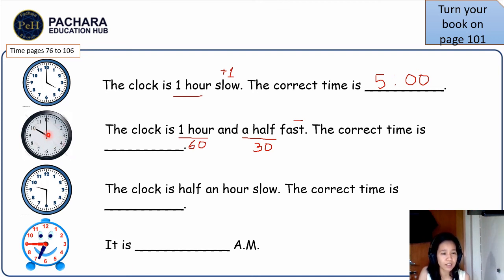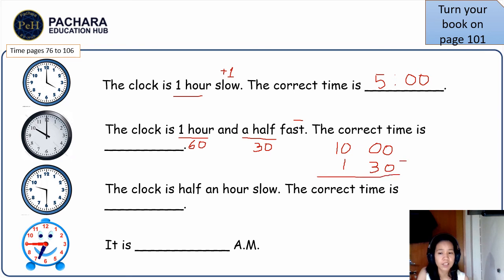So 10 o'clock, go back. 10 o'clock minus 1 hour is 9 o'clock. 9 o'clock minus 30 minutes is 8 hours and 30 minutes. Let's see. The clock here is 10:00, and it's too fast, so we need to go back. For 1 hour and 30 minutes, we need to subtract.